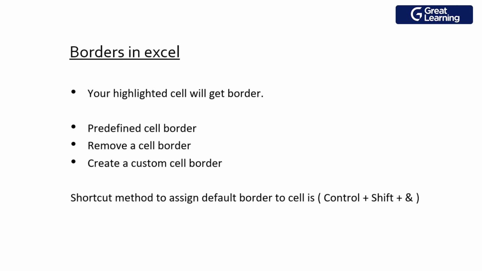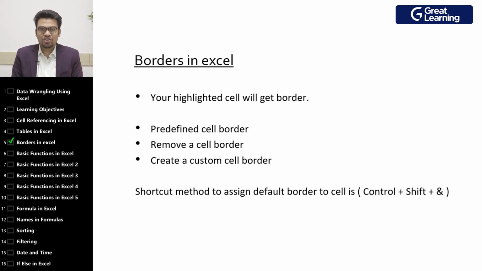Hi, now let's try to see what borders in Excel mean. You can add different types of highlighters to your particular cell. Say, for example, if we have a data set of marks, and there is a student who is underperforming and you want to highlight his marks in that particular cell, you could use this border function in Excel.